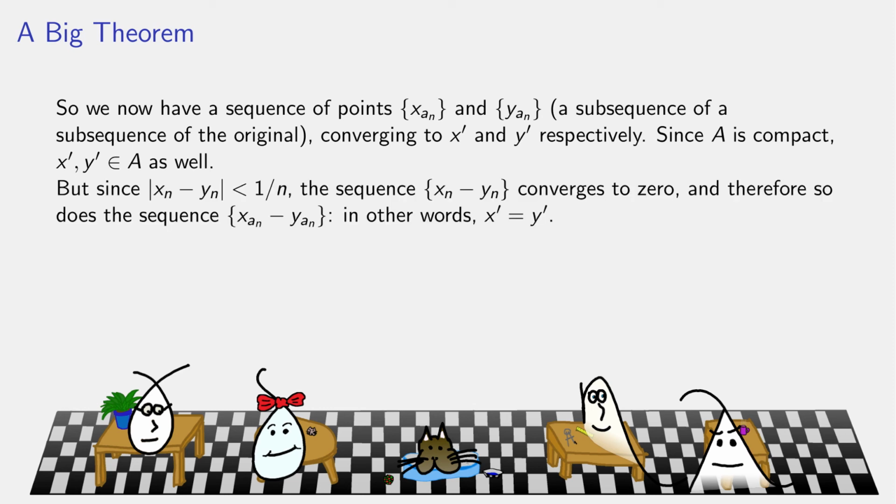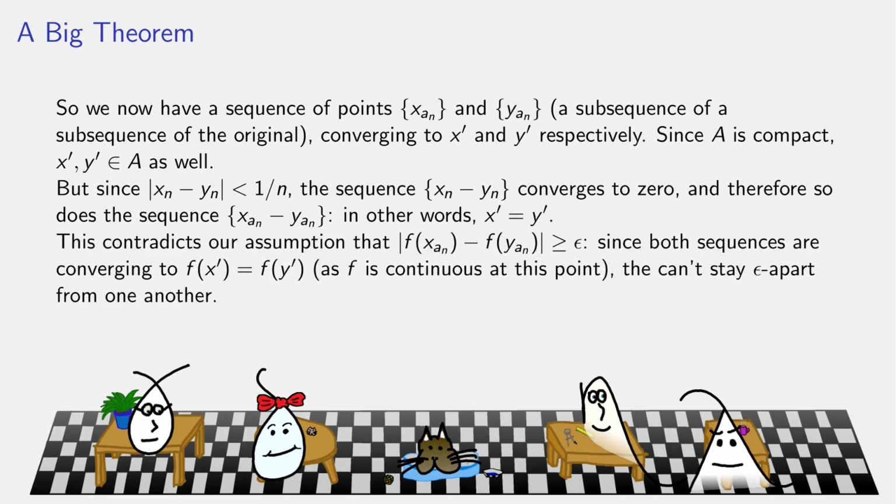Also, the difference between xn and yn was less than 1 over n. So the sequence xn minus yn just flatly converges to 0. So any subsequence of it also converges to 0. In other words, x_{a_n} minus y_{a_n} also converges to 0, so the limit x prime and the limit y prime are distance 0 apart. So x prime must equal y prime. So we have a sequence xn, a sequence yn. By passing to a subsequence of a subsequence, we have the x's and y's converging to the same thing.